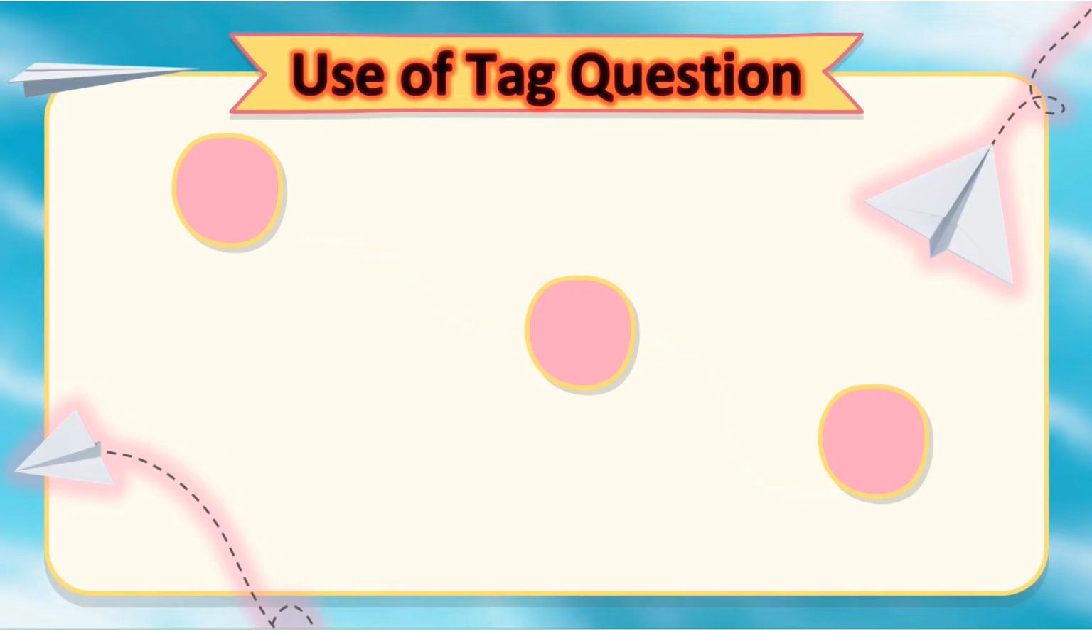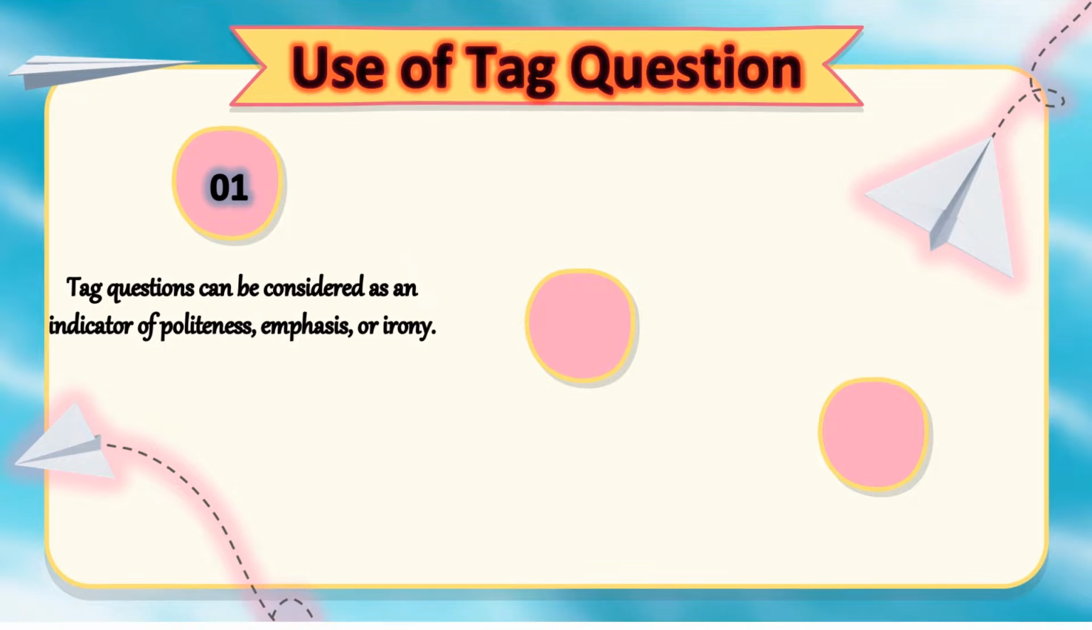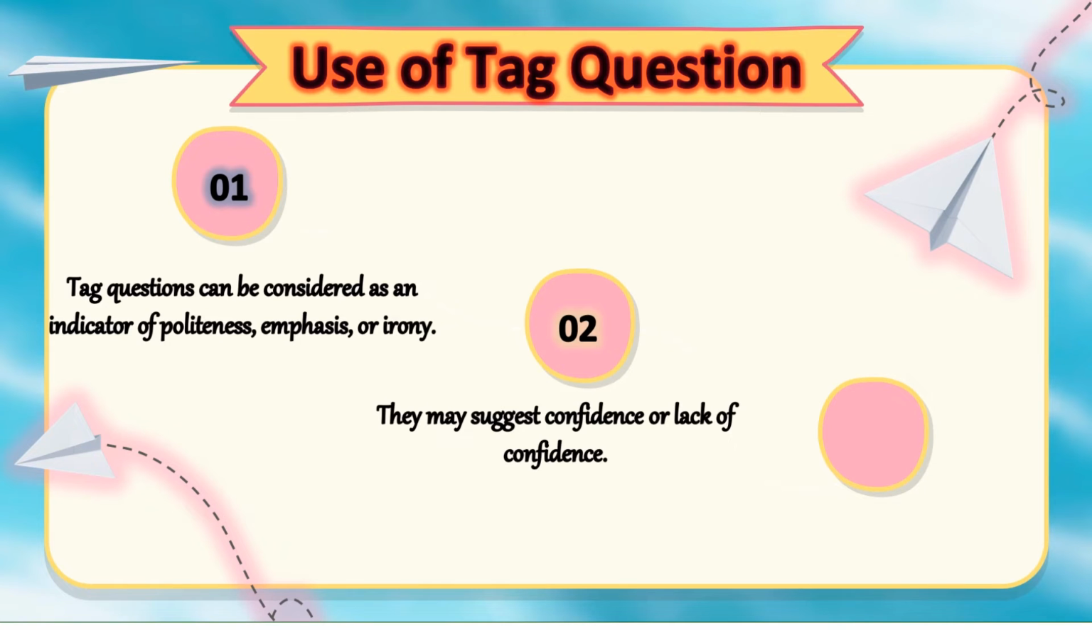Let's see the uses of tag questions. First, tag questions can be considered as an indicator of politeness, emphasis, or irony. Second, they may suggest confidence or lack of confidence. And the last one, they may be confrontational or tentative.